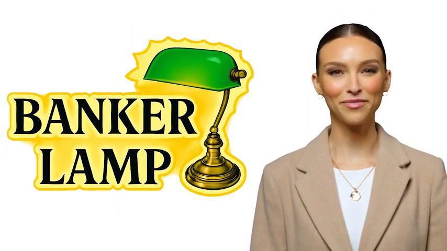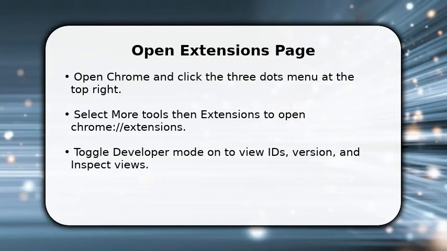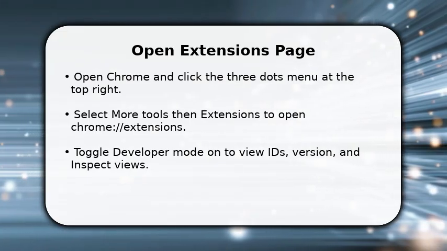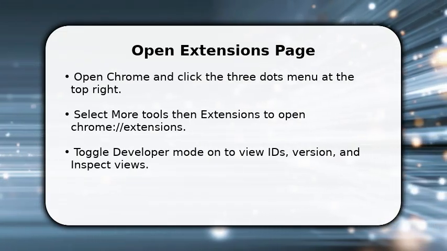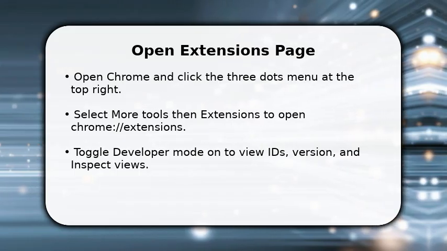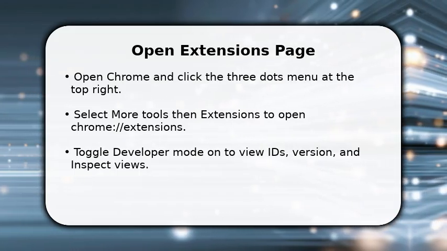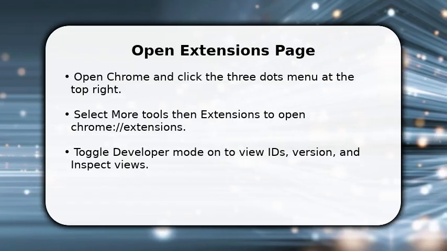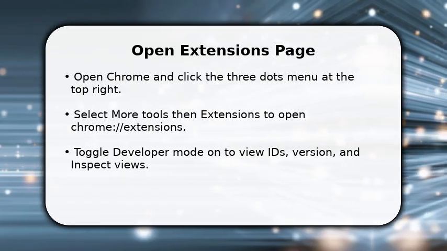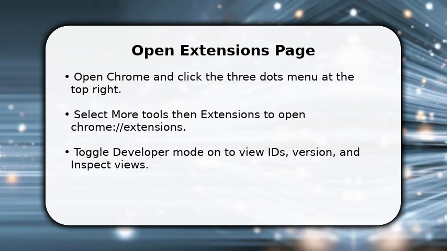Please enjoy the video. Open Chrome and click the three dots menu at the top right. From that menu, select More Tools, then Extensions, to open chrome://extensions in your address bar. Scan the list for enabled and disabled items. Each card shows the name, version, and a brief description.